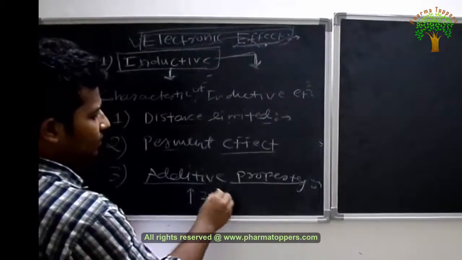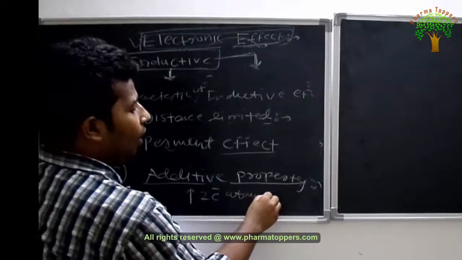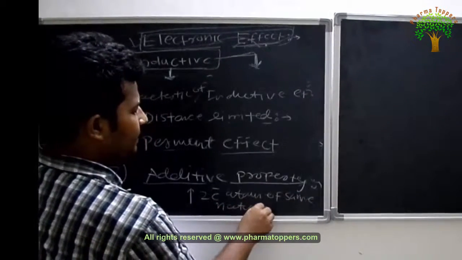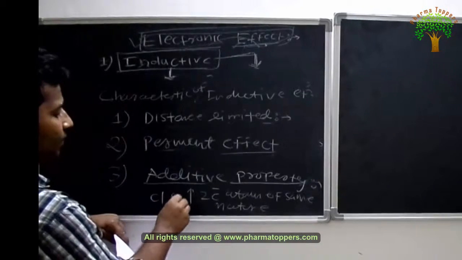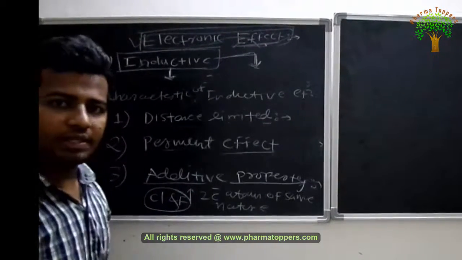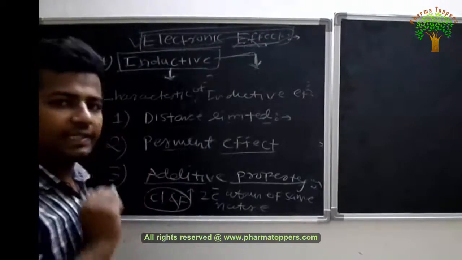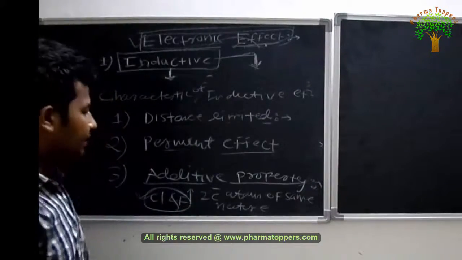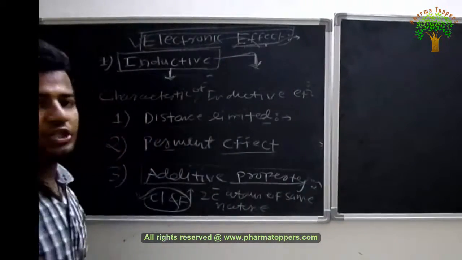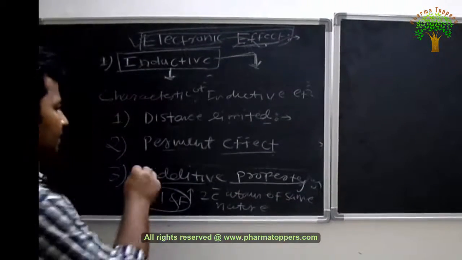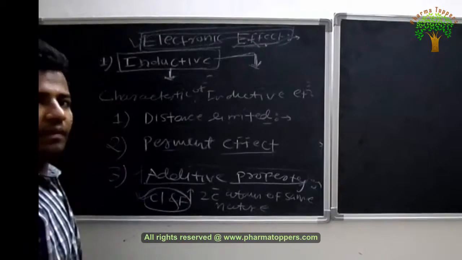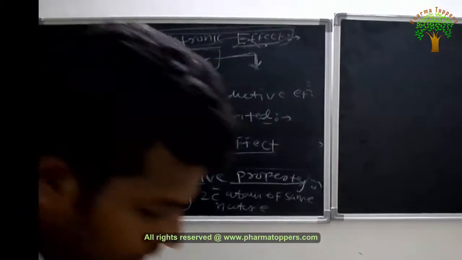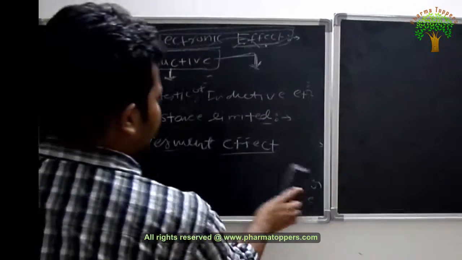Two electronegative atoms of the same nature. Same nature means, suppose I place chlorine and fluorine on one structure, it causes double electronegativity on this structure. That's why it causes more electronegative effect and more inductive effect. That's why it is called the additive property of the inductive effect. It also causes a subtractive property if two elements are present of opposite natures. This is another property of the inductive effect.